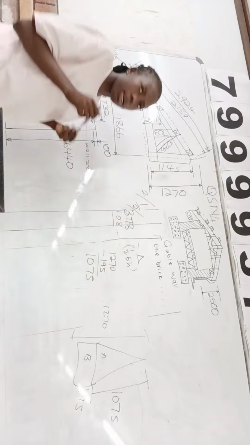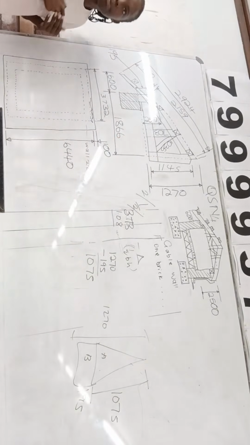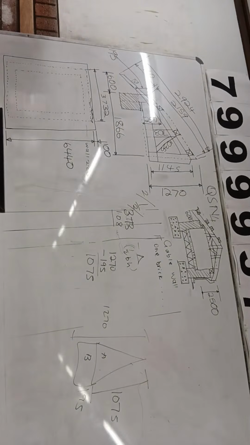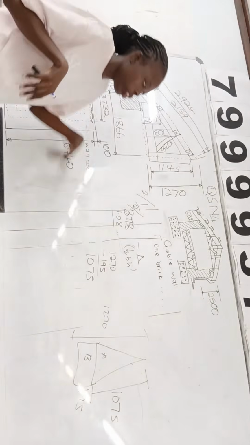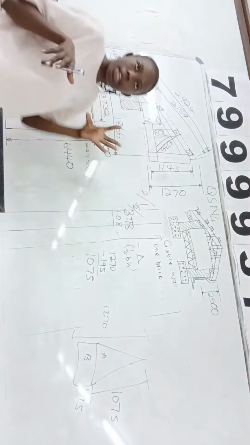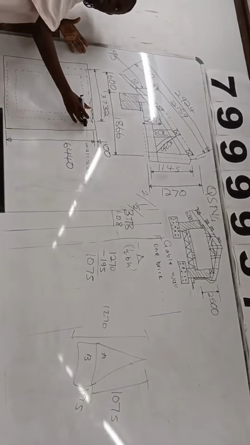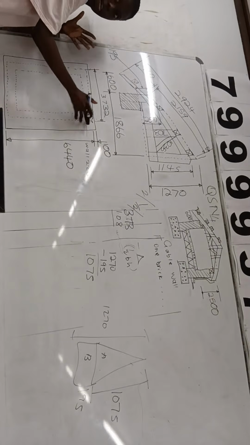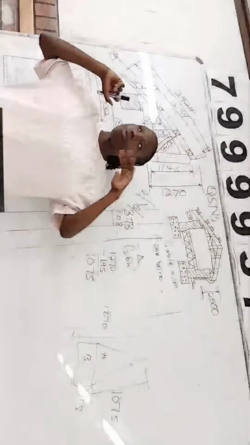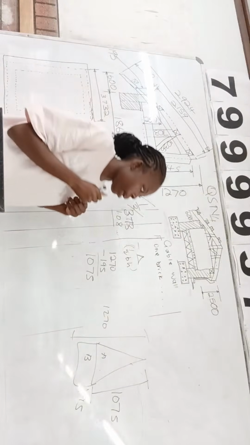Why are we multiplying by 2? Okay, let us check. This 3732 again, it is for the whole gable, right? Let's say it is that side. I gotta remember.